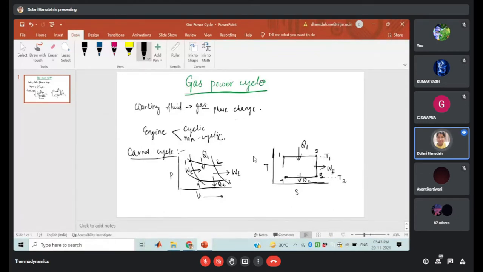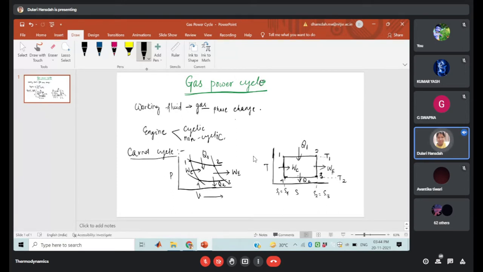So again we are having the 4 to 1. So it is also constant line. So in this case, entropy is same. S1 is equal to your S4, right? So here better to write S1 is equal to S4. In this case, S2 is equal to S3. So in this case, there will be the compression work WC.